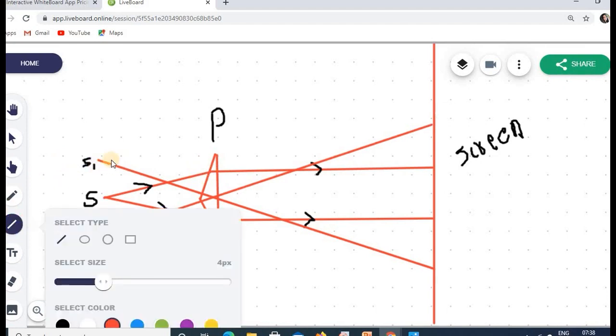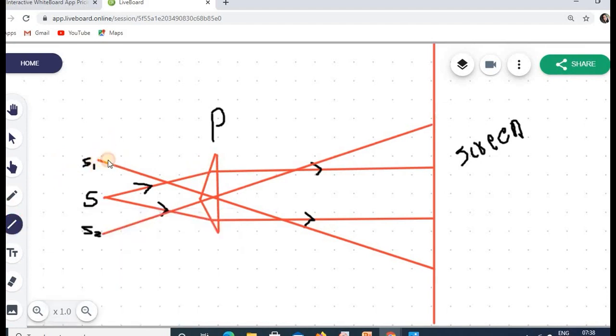And I'm having this to touch here almost. I'm having this to touch here. And then I can draw it like this way. I can draw it like this way.